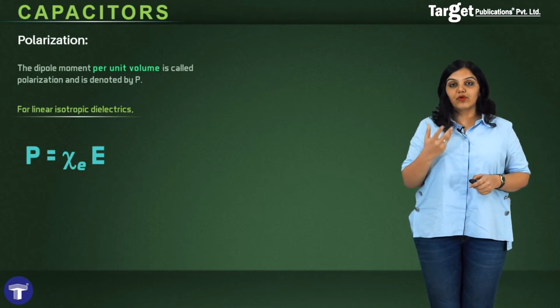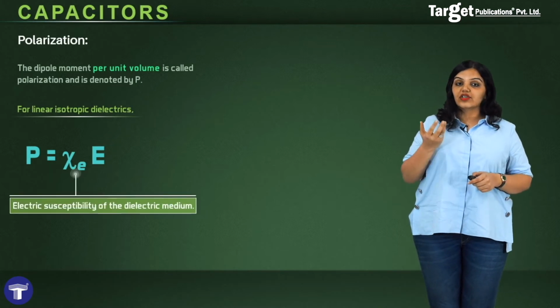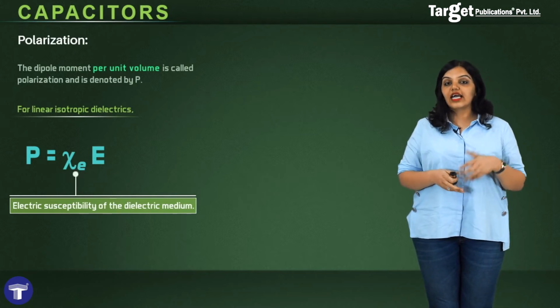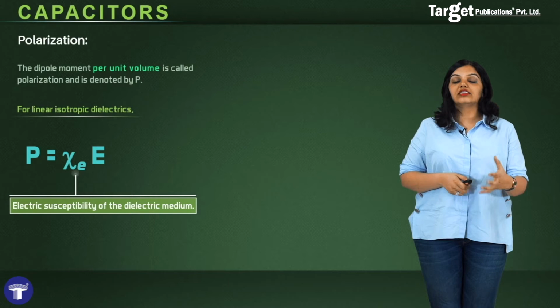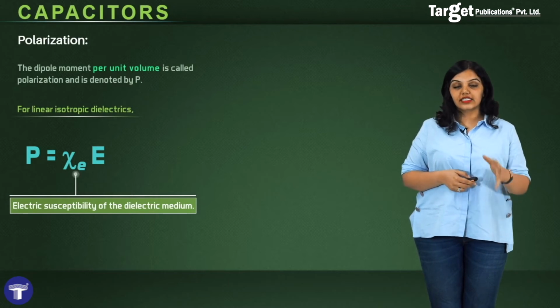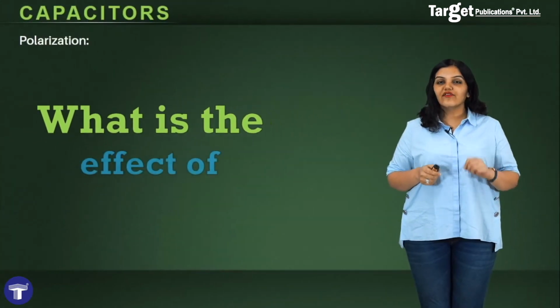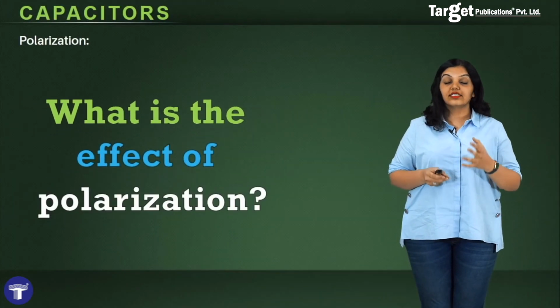So here P is the polarization, E, of course, is the electric field strength, and chi is known as the electric susceptibility of the dielectric medium. P will give us how much polarization can occur inside a material. Chi, of course, will depend on the material. So what is the effect of this polarization and what is its significance?